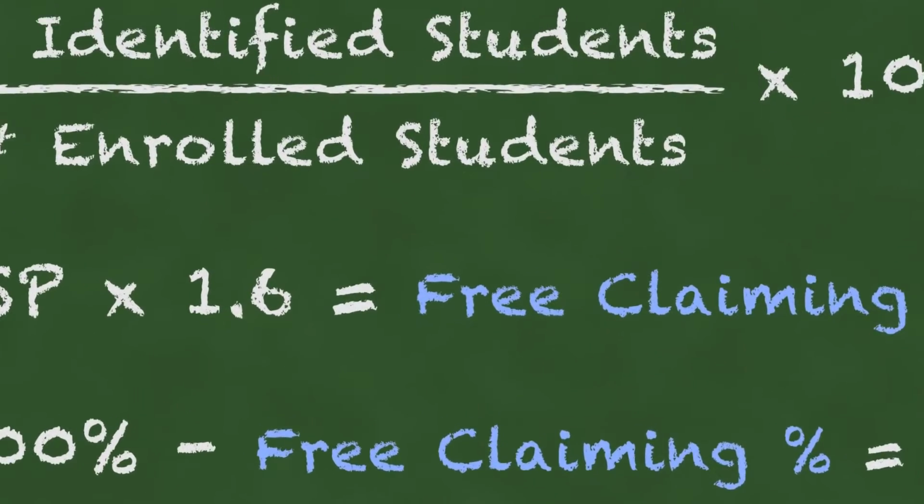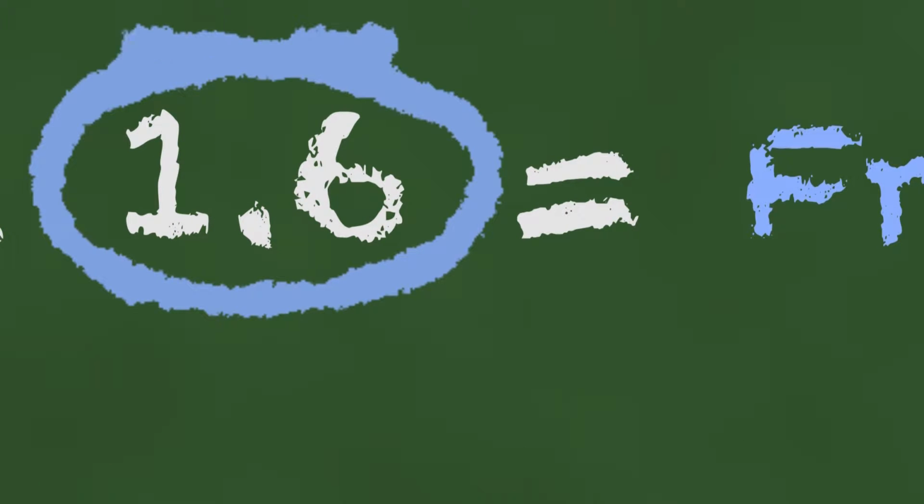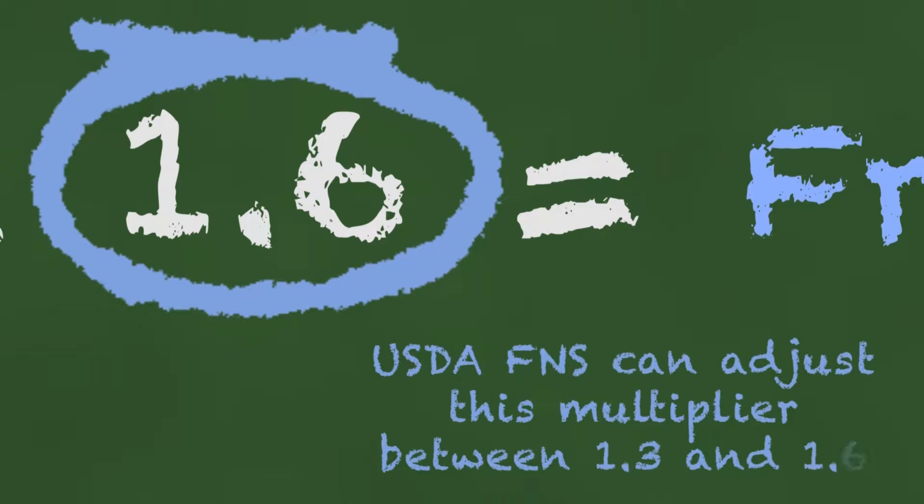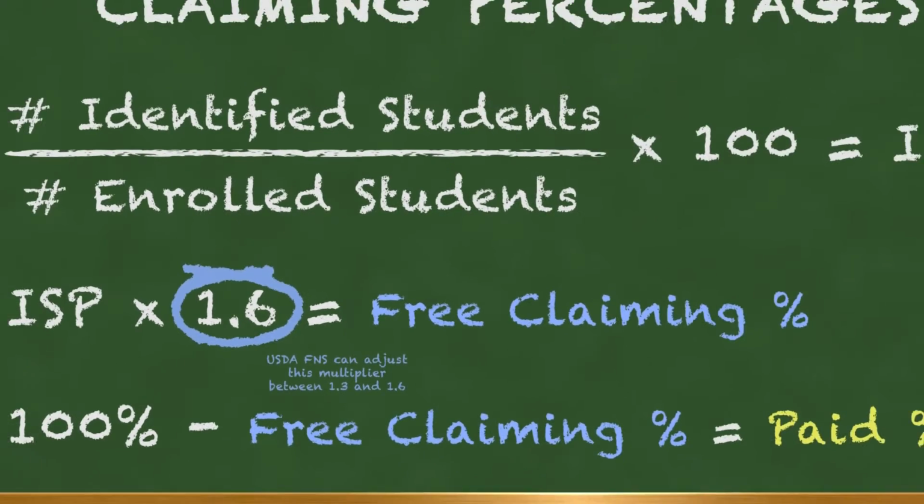The 1.6 multiplier is intended to provide an estimate of the total number of students eligible for free and reduced price meals in eligible schools, groups of schools, or LEAs. USDA FNS is permitted to adjust the multiplier between 1.3 and 1.6.